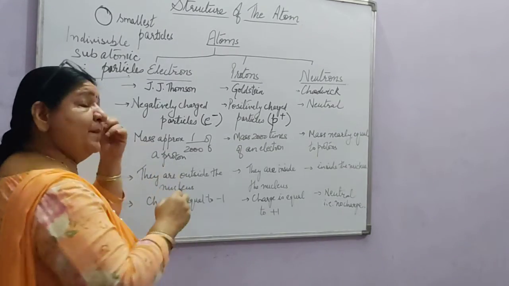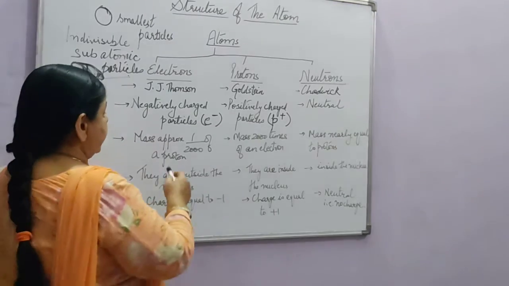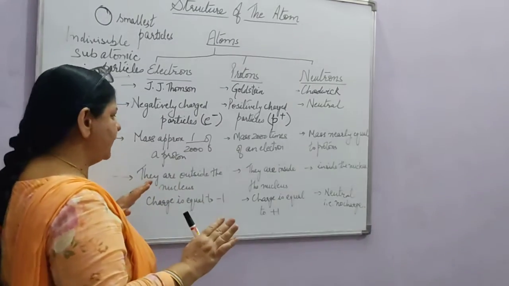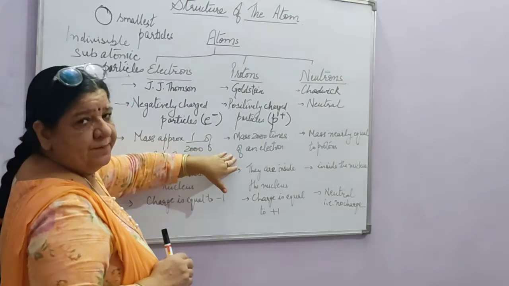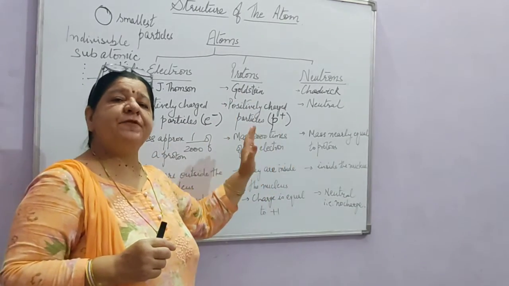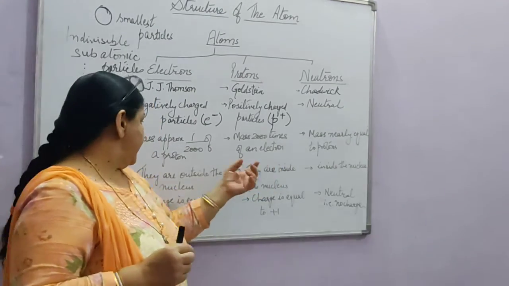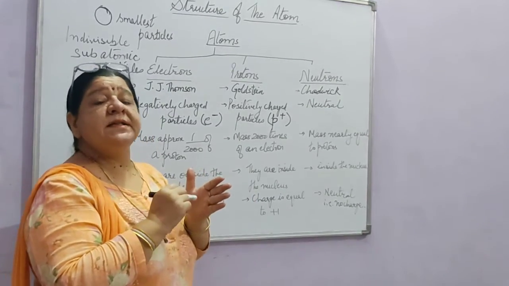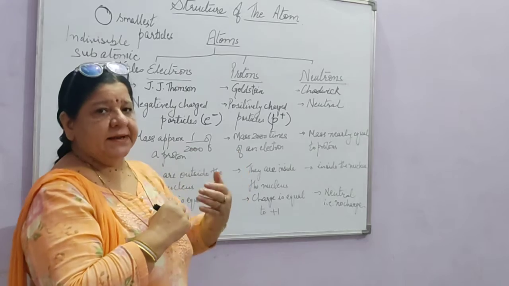And the mass of electrons was approximately negligible, because it was 1 upon 2000 times that of a proton. So almost negligible mass. While protons had a mass 2000 times that of an electron. And these protons were found inside the atom, right? That is inside the nucleus. Protons were found inside the nucleus of an atom. Now how that nucleus was discovered, I'll tell you just now.